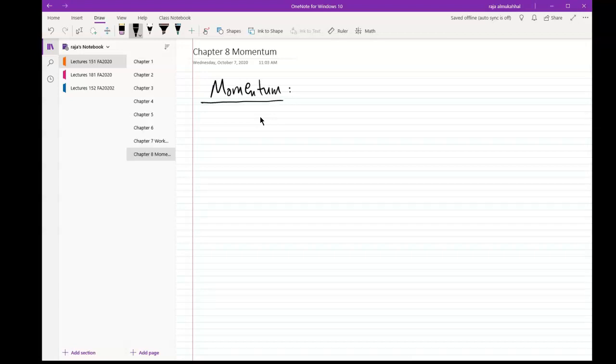Simply speaking, the definition of momentum is basically the product of the mass of the object times its speed or velocity. The symbol of momentum is the small letter p, and so it is equal to the mass times the velocity. Now, since velocity is a vector quantity, the momentum is also a vector quantity. What does that mean? Let me give it to you in an example.